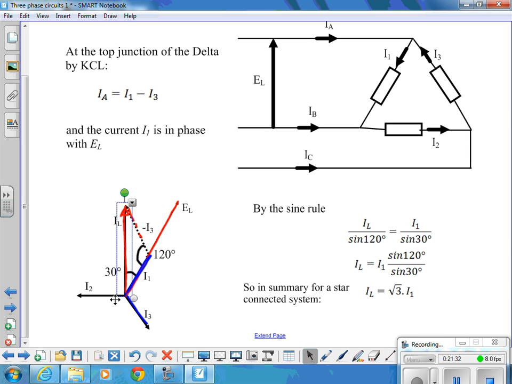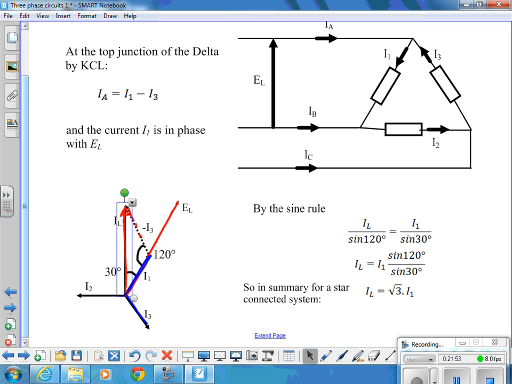And in a delta system, the line and phase voltages are equal to each other. So the currents are equal in star, the voltages are equal in delta. Yeah.